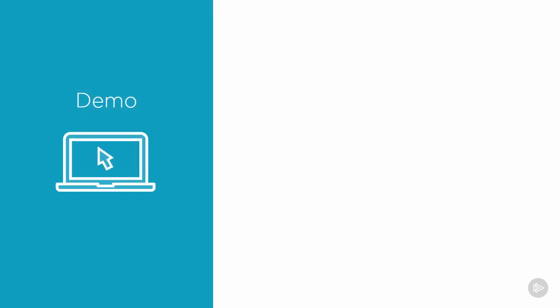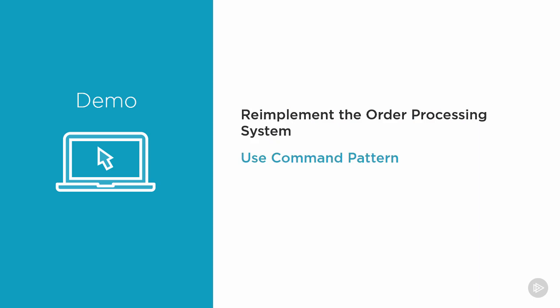Okay, so now we're going to look at how to do this in code. We're going to re-implement the order processing system to produce the same results as before. This time, however, we're going to use the command pattern to do it. To put it all together, we'll then rebuild the main program, which is the invoker in the UML diagram, to use the new pattern.